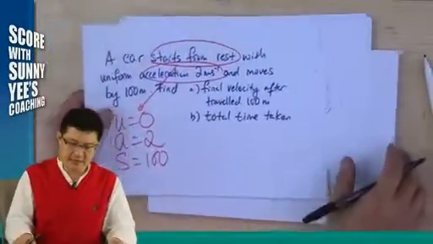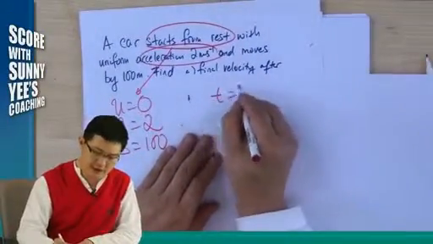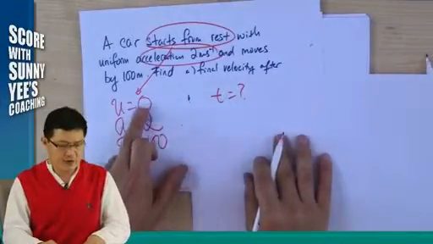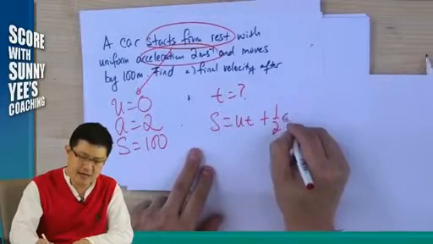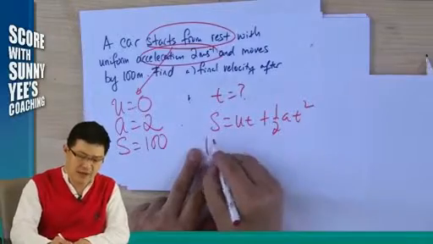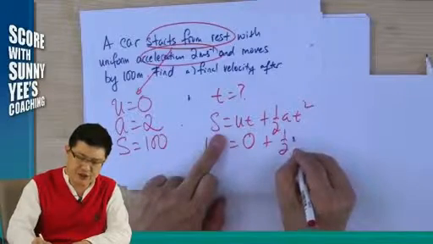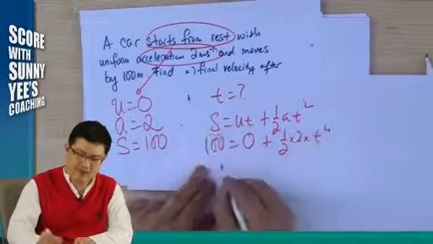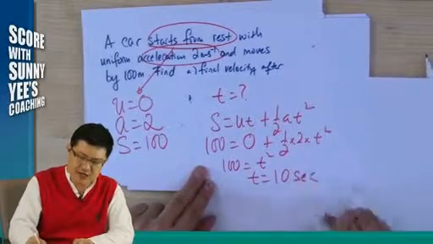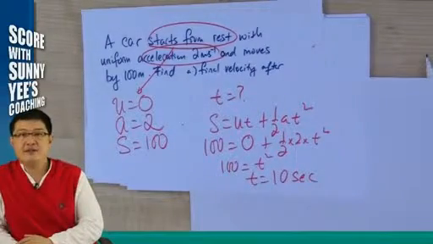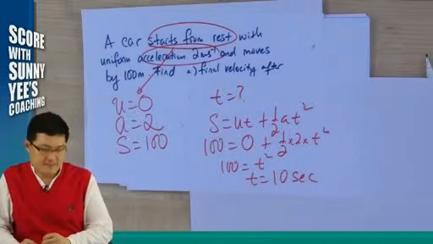Number 2, total time taken. To find the total time, that is your T. Now you're looking at T. You have S, you have A, you have U, you have T. Which formula? S equals UT plus half AT squared. Substitute. 100. U is 0. 0 times T is 0. Acceleration is 2, half of that, times T squared. So 100 equals T squared. Well, you have already got the answer. That is, the time is 10 seconds. Well, simple, right? So look for the keyword here.